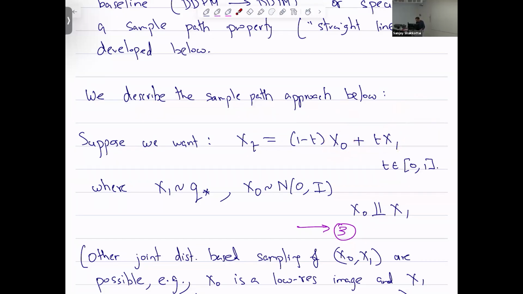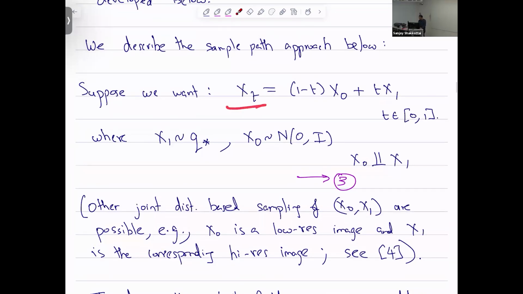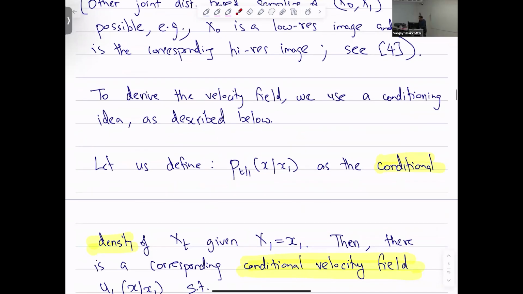Okay. Now you can ask, how are these two sampled? I could do independent sampling and then try to form a path between these two. I could do some coupled sample. I could say X_0 is a low resolution image, X_1 is a high resolution image of the same one, and that will give me a coupled sample. So you could do various types of samples, and you can look at the reference for more details, but I'm going to look at this independent sample here. So X_0, X_1 are a product distribution, and X_t is just a linear interpolation between those two in this setting. Good.